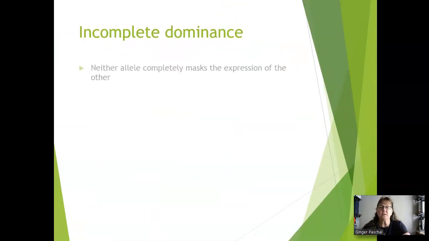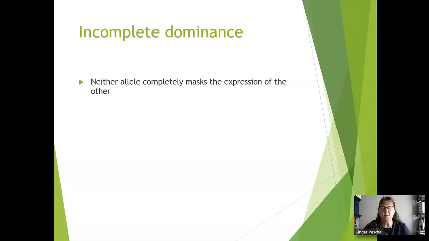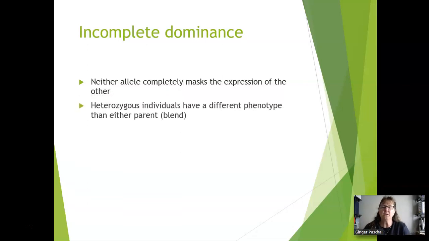So incomplete dominance: neither allele completely masks the expression of the other. So you've basically got a situation where you've got two alleles that are going, no, it's okay, you can express yourself. No, it's okay, you can express yourself. And they're giving way to each other. So what happens is in a heterozygous individual, they have a different phenotype than either parent. It's kind of like a blend.